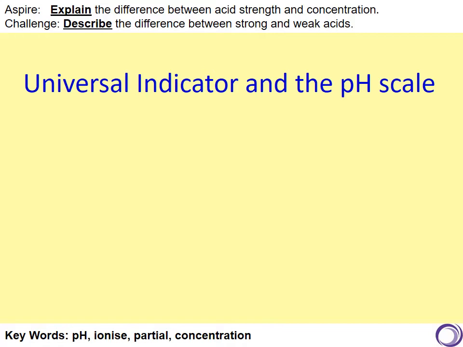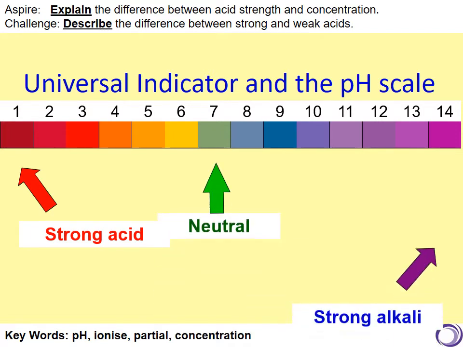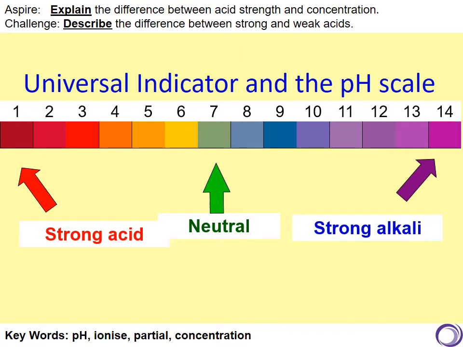Okay then, so just reminding you from last lesson when we looked at the pH scale, then strong acids are found to the left of the pH scale and have pHs of 1, 2 or 3. Neutral has a pH of 7. Strong alkalis are 12, 13 and 14. Examples of strong acids are stomach acid. Weaker acid is lemon juice, which contains citric acid.